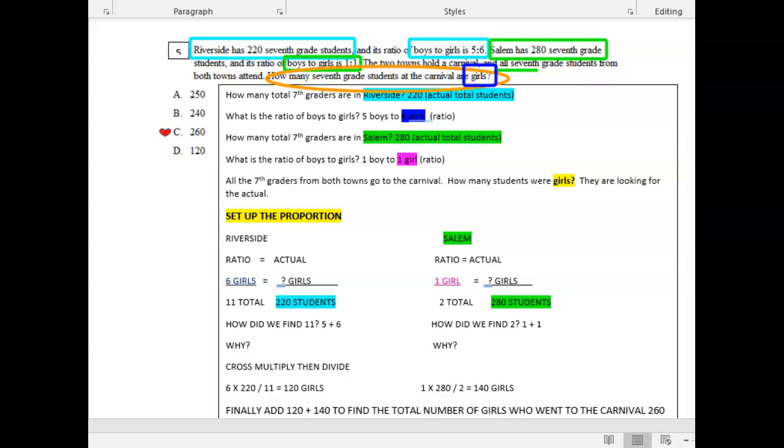Now, there's a total of 500 students. And out of that total of 500 students, we want to find out how many of them were girls. So let's get into this. Let's first set up the proportions that we need.